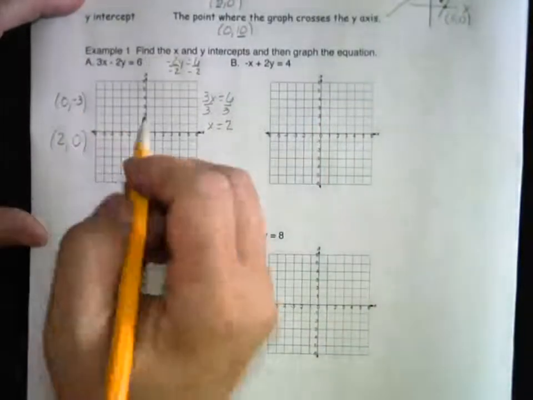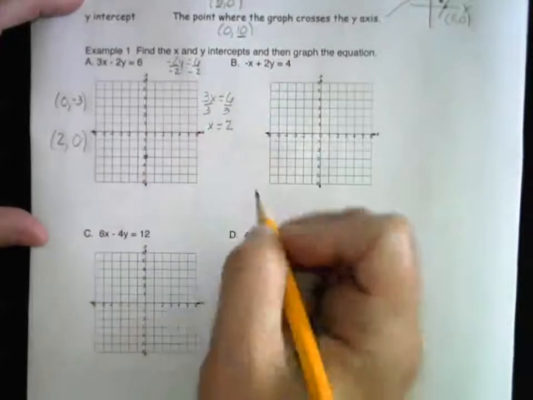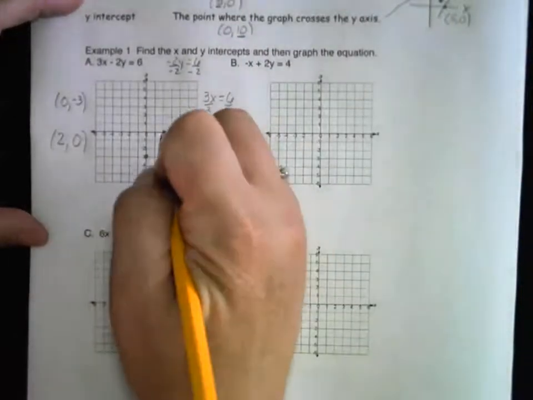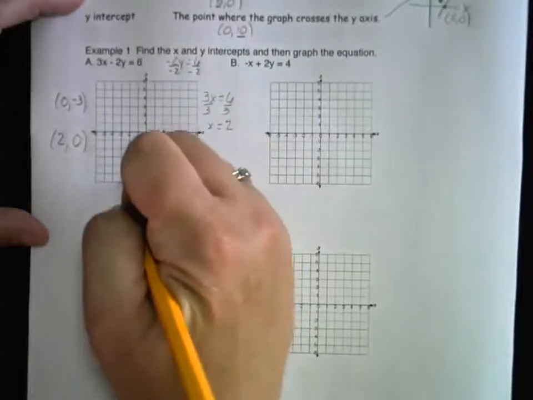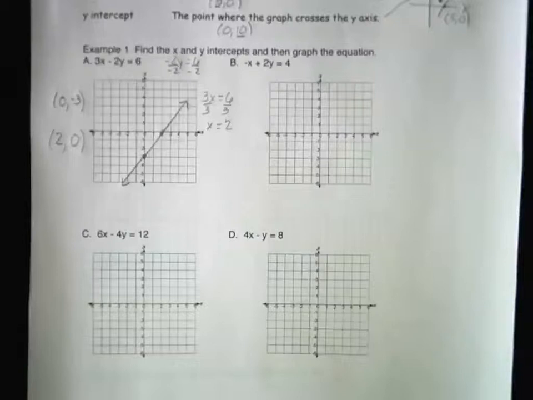So this is our y-intercept, (0, -3). This is our x-intercept, (2, 0). And then you can connect the dots, and your line looks like that.